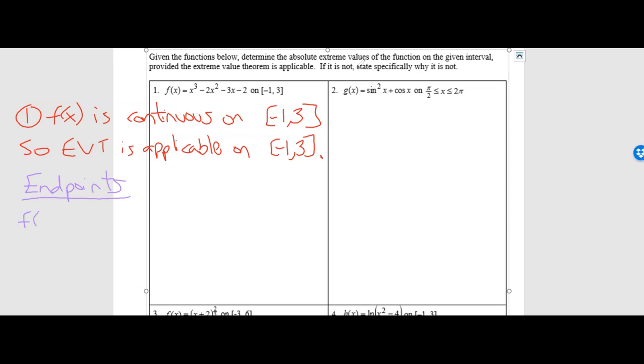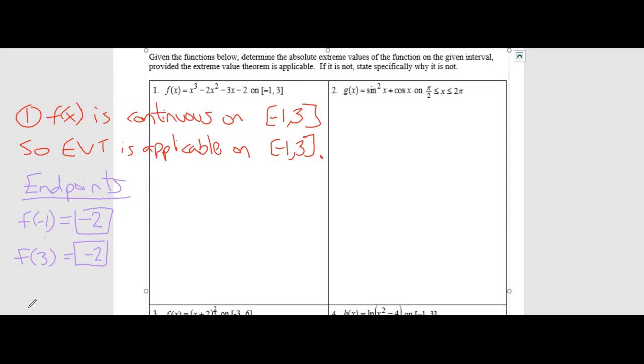So I have f of -1. And regardless of whether this is a calculator problem or a non-calculator problem, you could just state what it is. You don't have to run through all the algebra. We end up getting f of -1 is equal to -2. And f of 3 is equal to actually -2 as well. So we check the endpoints.